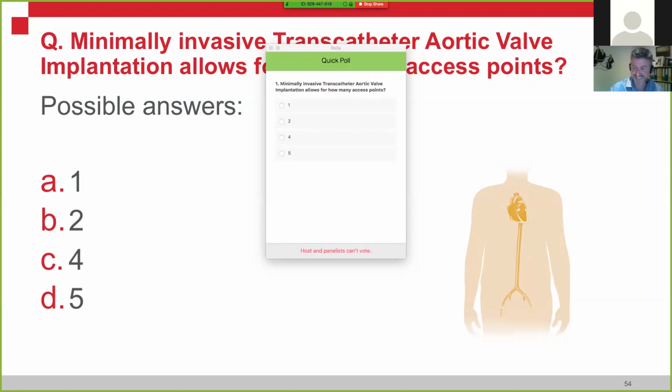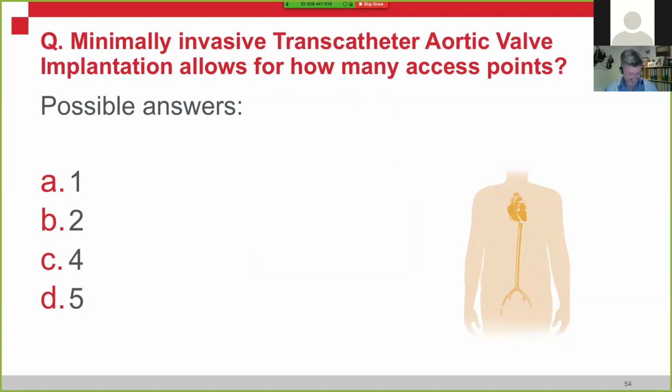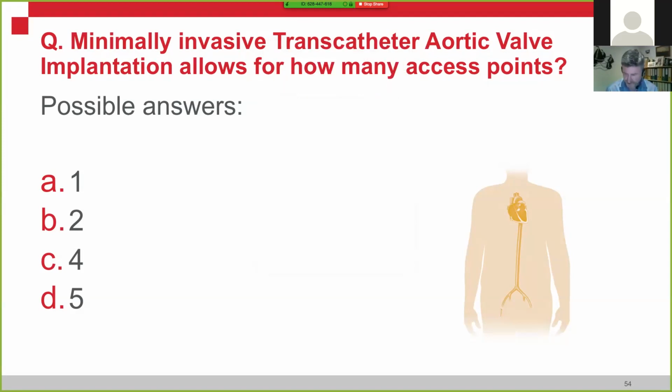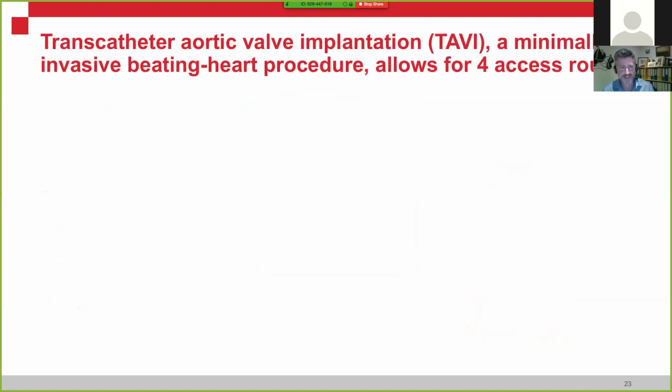How are we doing? Okay, we're at 7:23, and the option number 2. So answer B, with 2 possible ports, has got the most answers. Oh, well done. Thanks very much. Sorry about that. It's a bit of a trick question. There's no reason why you should know, really. Anyway, apparently there are 4 access routes.